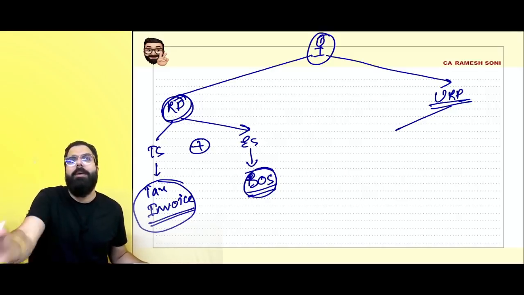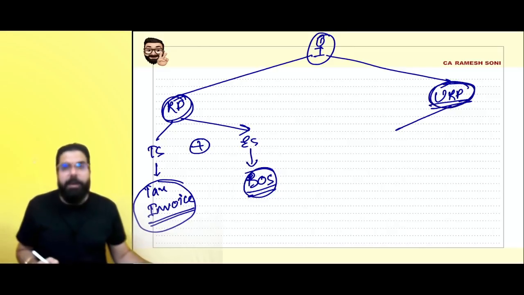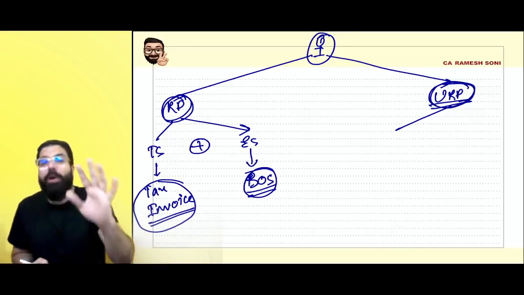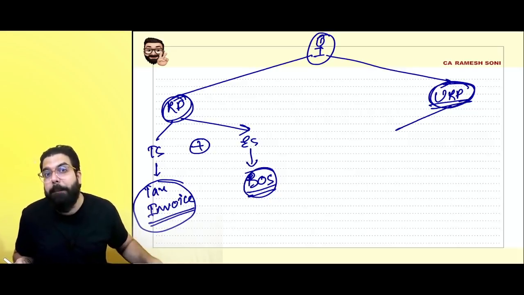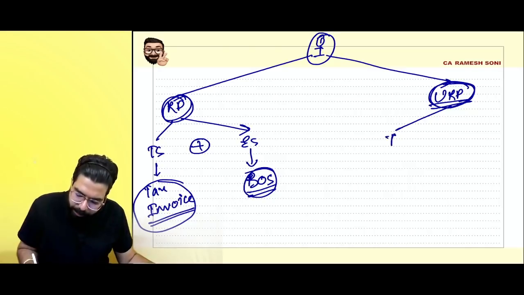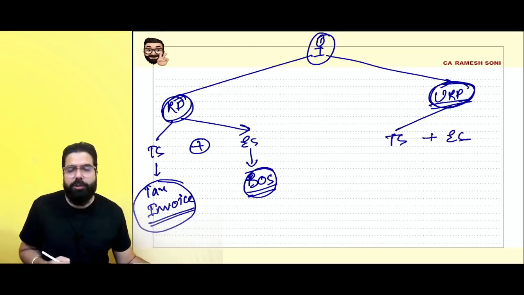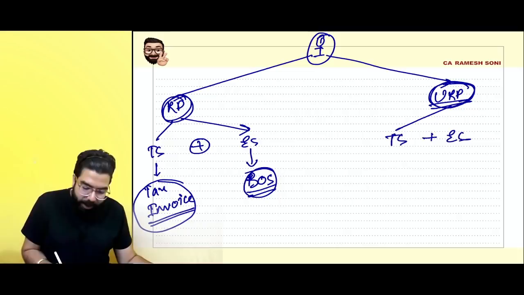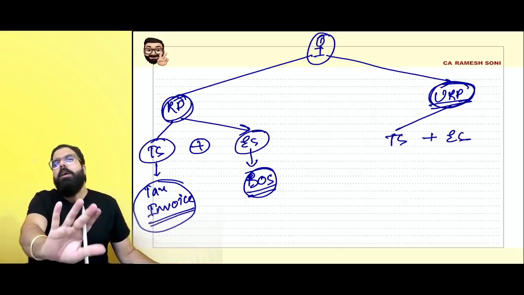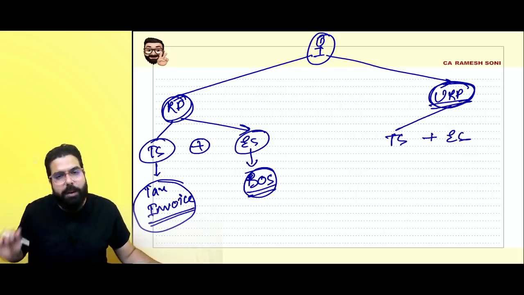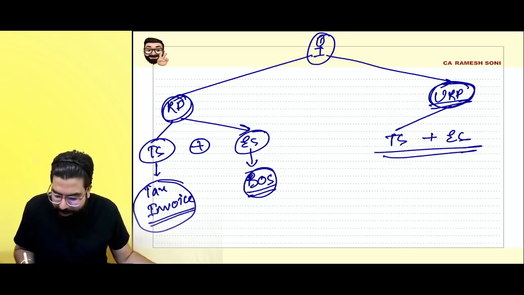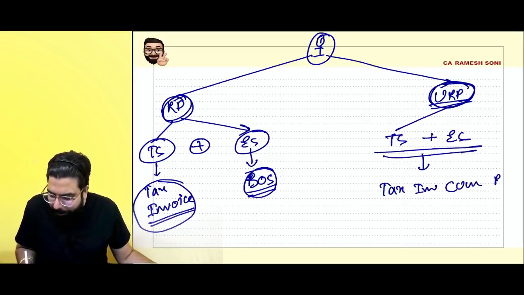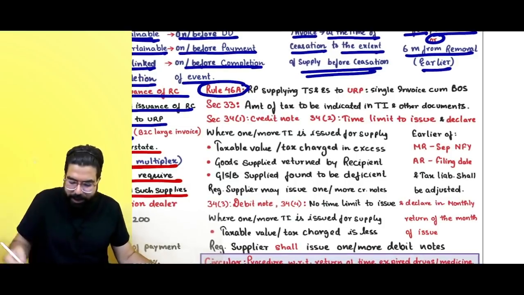Government told Ramesh, if you are supplying taxable and exempt supply together to an unregistered person, you can give one document, and government gave it the name tax invoice cum bill of supply. That is what is told. If you are supplying taxable plus exempt supply together to a registered person, then you can't give one single document. But when supplying to an unregistered person, you can give one single document, called tax invoice cum bill of supply.